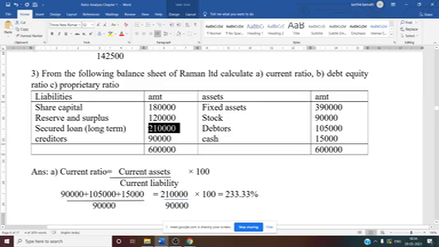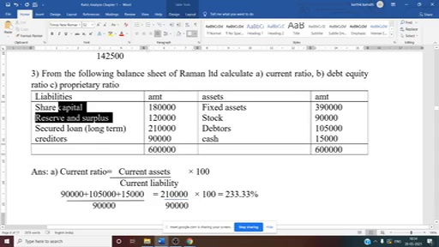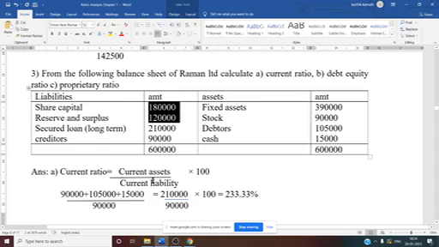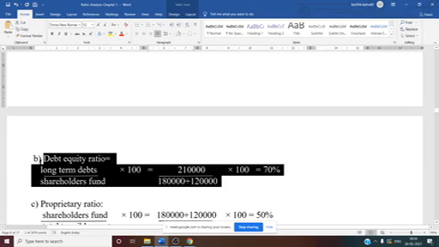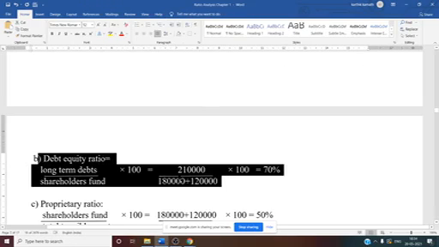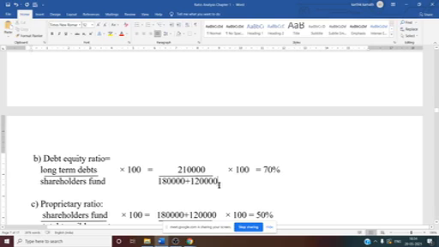Shareholders fund means only two information, share capital plus reserves and surplus. So these two information, 1,80,000 plus 1,20,000, you need to write in the denominator. So same we have written here. See this debt equity ratio, long term debt divided by shareholders fund into 100. 2,10,000 divided by 1,80,000 plus 1,20,000 into 100, you will get 70%. That is nothing but 2,10,000 divided by 3 lakh into 100, you will get 70%.